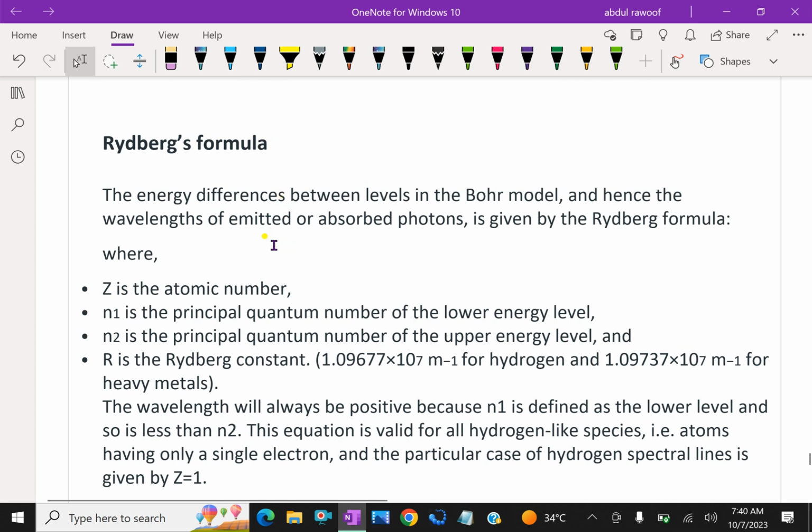The Rydberg formula: the energy differences between levels in the Bohr model, and hence the wavelength of emitted or absorbed photons, is given by the Rydberg formula. Here Z is the atomic number, n1 is the principal quantum number, n2 is the principal quantum number of the upper energy level, and R is the Rydberg constant. By using the Rydberg formula, from that formula, we can find the energy differences between Bohr model levels.